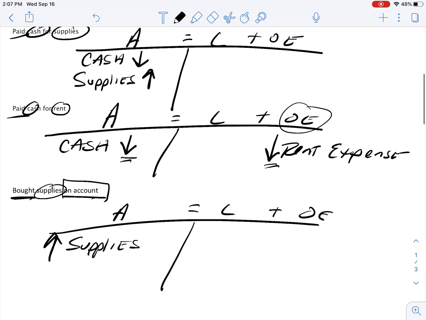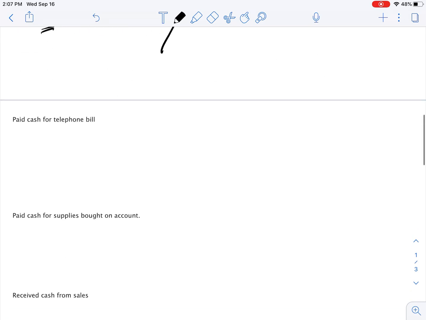It's going to be accounts payable, which is our liability. So our accounts payable is going to increase. Again, left side increase, right side increase.